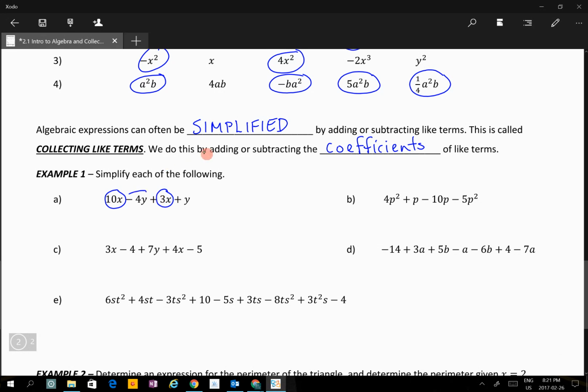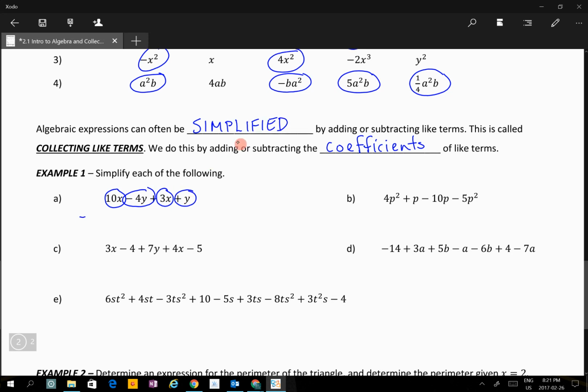I also have -4y and plus y. Okay, and I can also add their coefficients because these are like terms with the same variable. Sometimes in the beginning, it helps to put everything in order first. So, you put 10x, put the other x in front, so plus 3x. Just change these two around, so I have minus 4y plus y. But this isn't necessary if you understand everything that's going on.